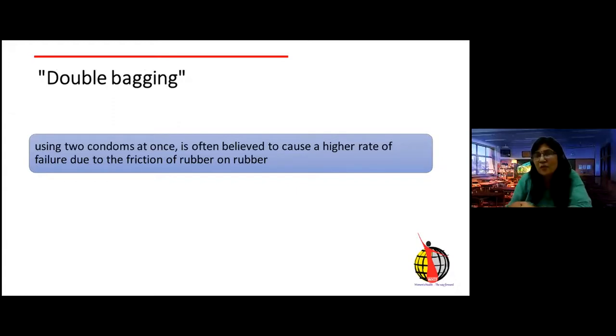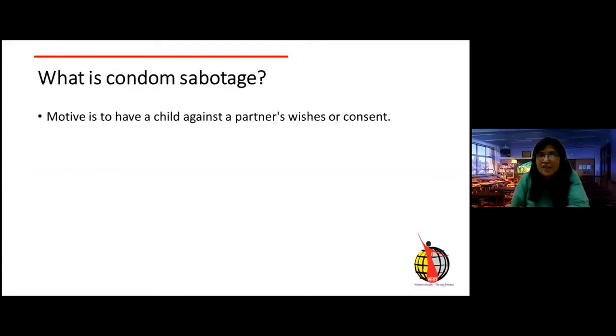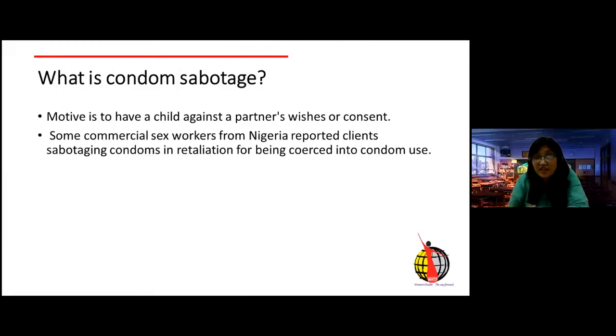Next question. What is condom sabotage? Anybody? These are certain tricky questions which may be put to you. Condom sabotage is done with the motive of having a child against the partner's wishes. This has been observed in Nigeria, where clients sabotage condoms because they are forced to use a condom.